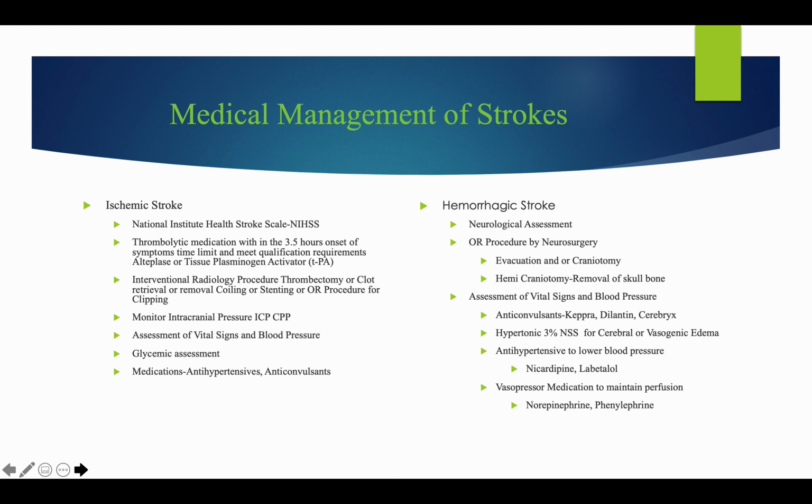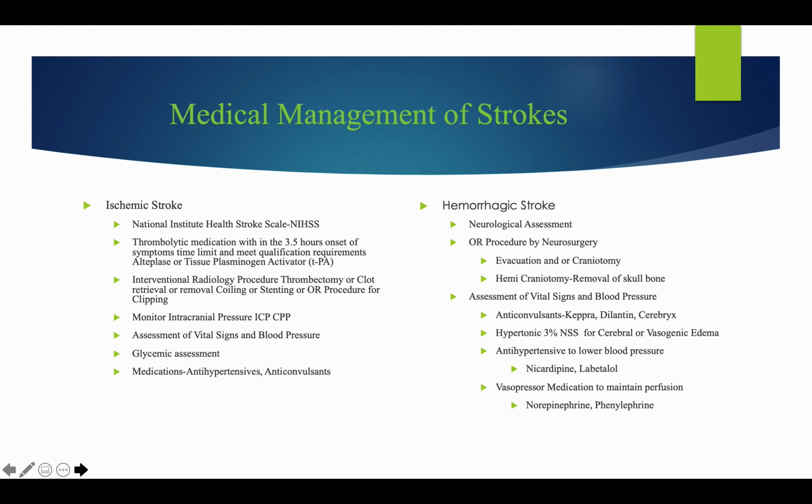Common medical management of strokes: ischemic stroke, you're doing the NIH stroke scale. The physician assesses the patient depending upon their severity of stroke symptoms, if they also qualify for the requirements of thrombolytic medication within 3.5 hours of onset of stroke-like symptoms. It's time-based, time-limited, and depends on whether the patient meets the criteria for alteplase or TPA. And alteplase or TPA is the only FDA-approved thrombolytic medication in the United States.